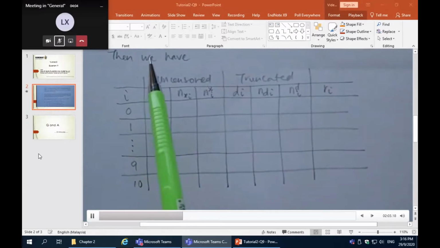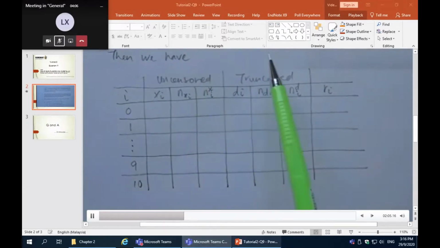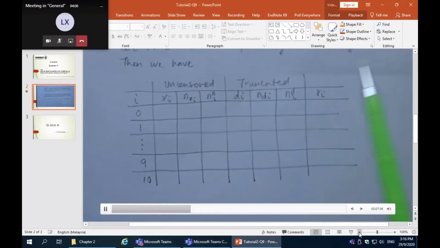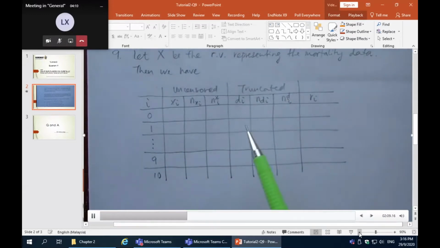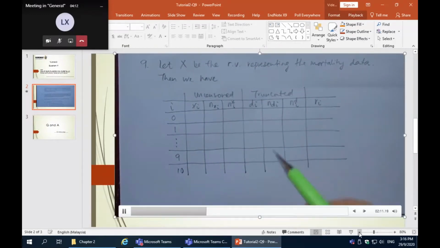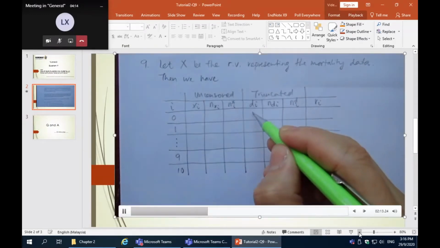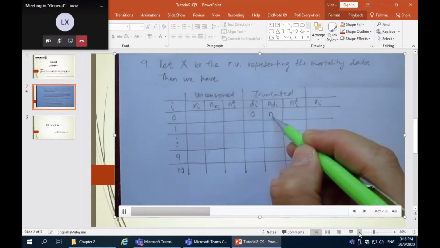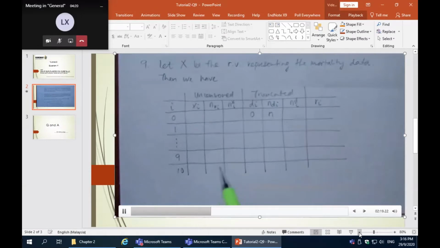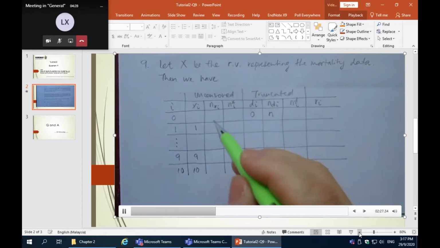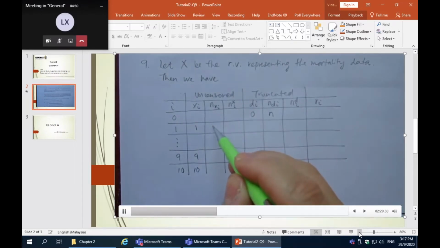Solution for number 9. Let x be the random variable representing the mortality data. Then we have the following chart. So at the beginning, we have 0, where the frequency is n. And next, we have the deaths at 1, 2, 3, 9, and 10. The frequency of these deaths are all 1.